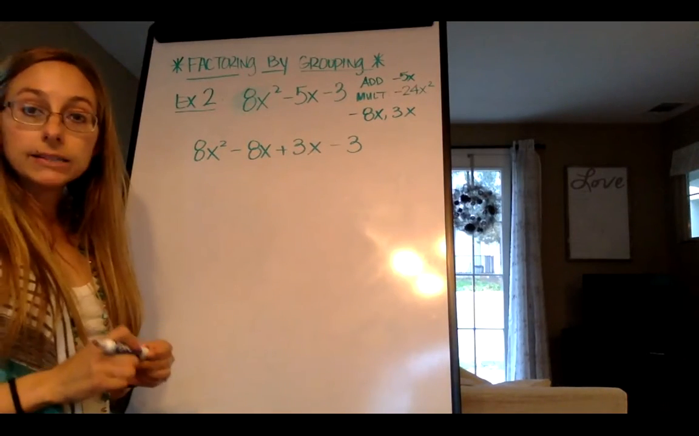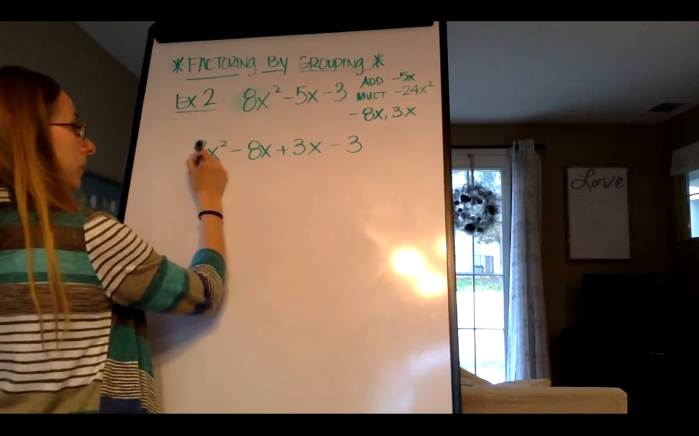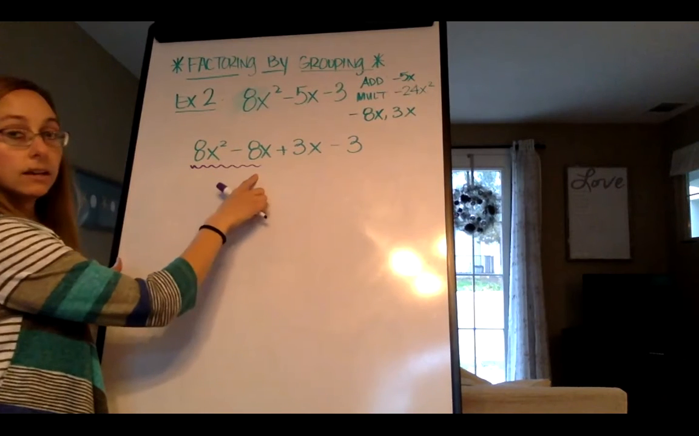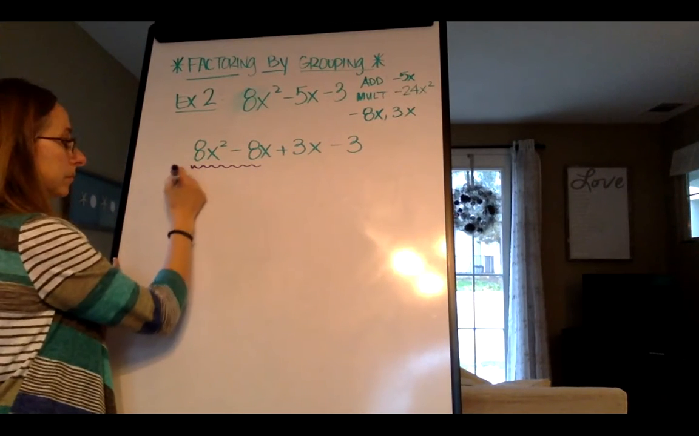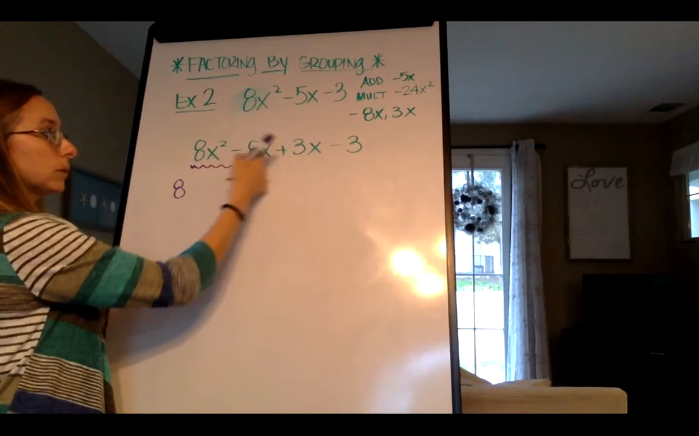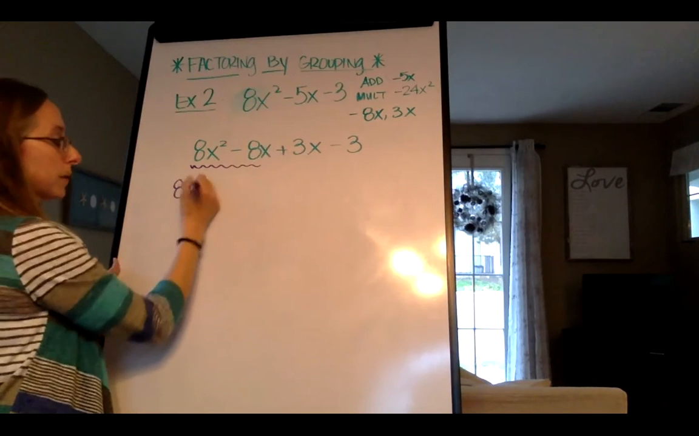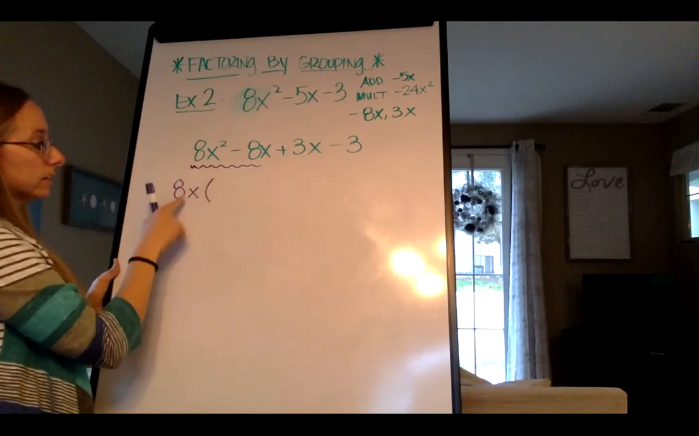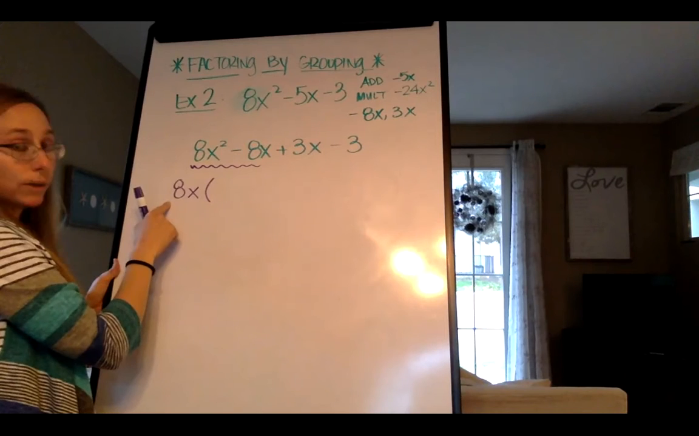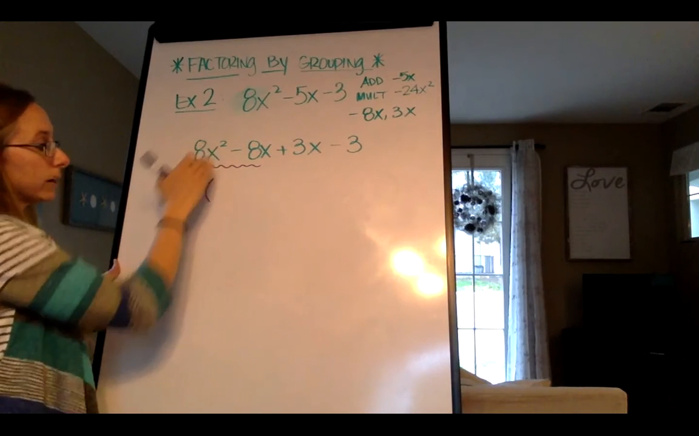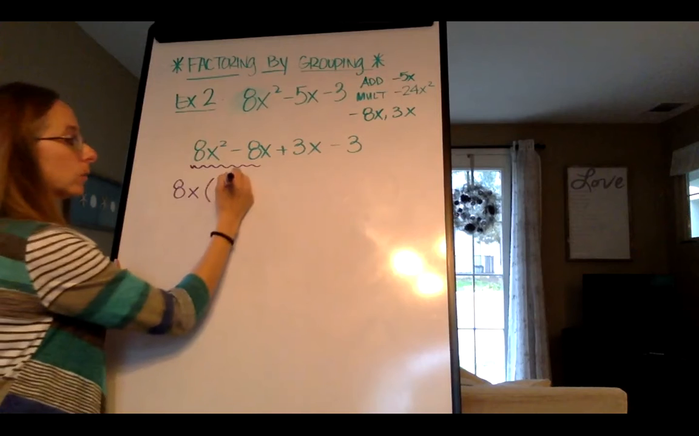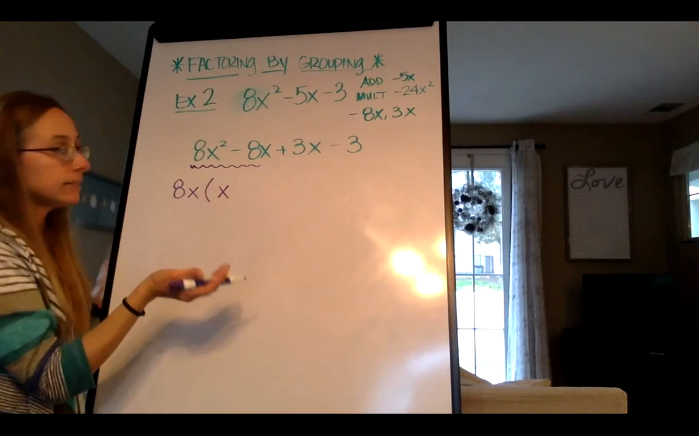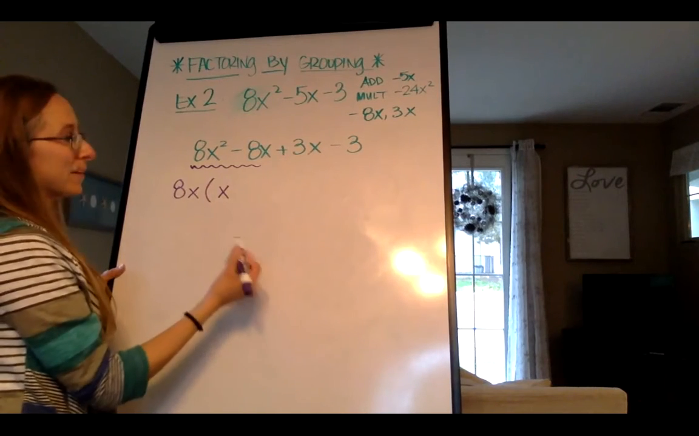8x squared minus 8x. So looking at the first two terms, what do they both have in common? Well, 8 and 8, they both have in common 8. X squared and x, 2 and 1, they both have in common x to the first power. Factoring that out, what are we left with? 8x squared divided by 8x: 8 divided by 8 is 1. We don't have to write it because x squared divided by x, 2 minus 1 is 1. So x. If you want to write the 1, you can. 1 times x, which is still just x. I guess it's preference at that point.